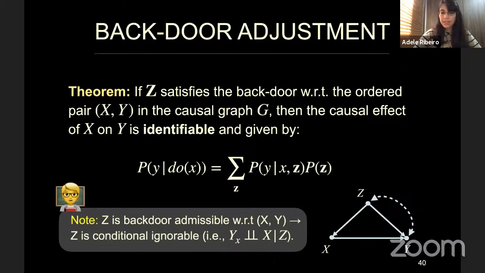Sometimes it's not actually very clear from just this expression what this means. Using the graphical approach of causal inference, we know that this assumption of conditional ignorability is exactly the one that blocks all the backdoor paths. So if a set Z is backdoor admissible, then Z is conditionally ignorable, right? If you are assuming conditional ignorability, we are under this setting where all the backdoor paths can be blocked by the set Z.